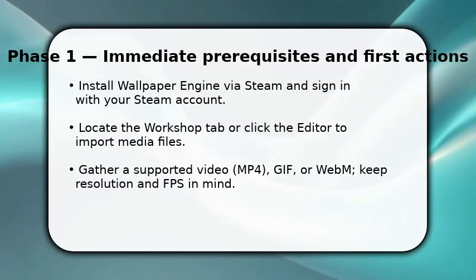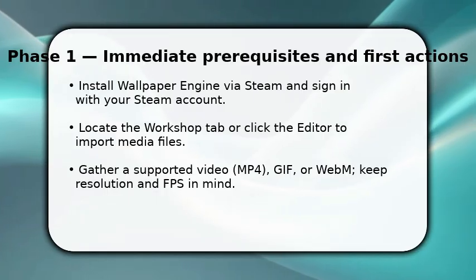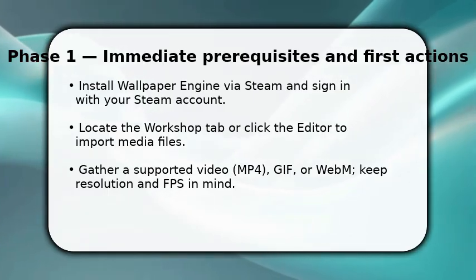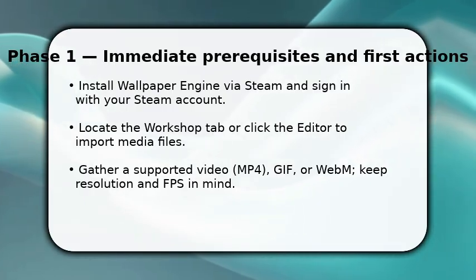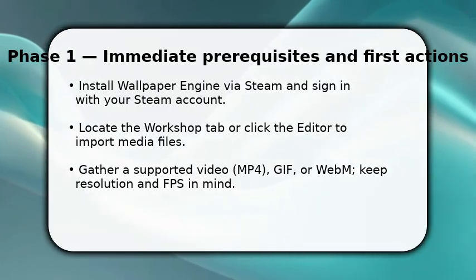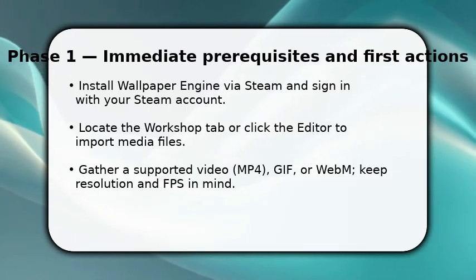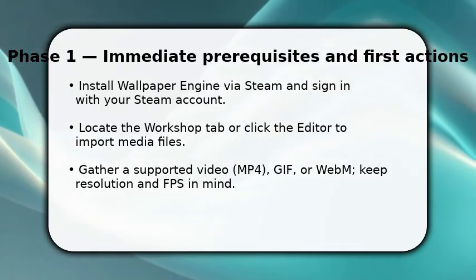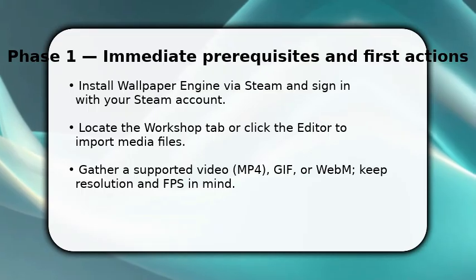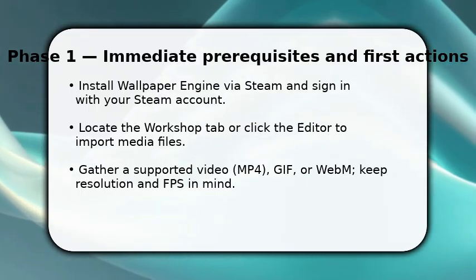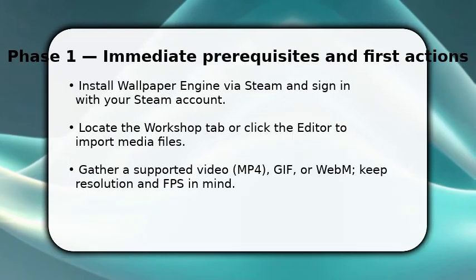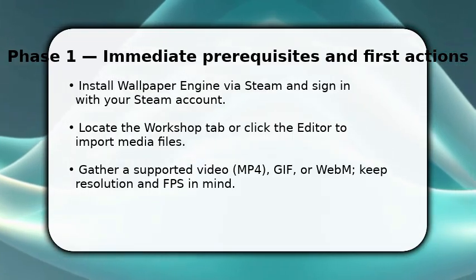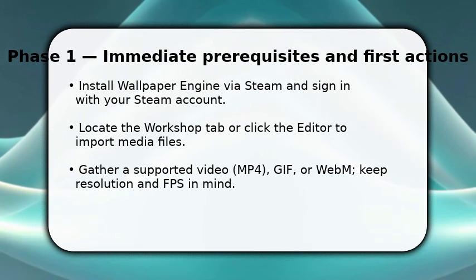You'll start by opening Wallpaper Engine and confirming it's installed and updated. Once done, go straight to the workshop or editor. This is where you add live wallpapers. You must choose a compatible source file, MP4, WebM, or GIF, and have it ready in an accessible folder. Make sure your Steam account is signed in so uploads work, and check resolution and FPS to avoid performance surprises later. Now, import the file into the editor to begin the conversion.